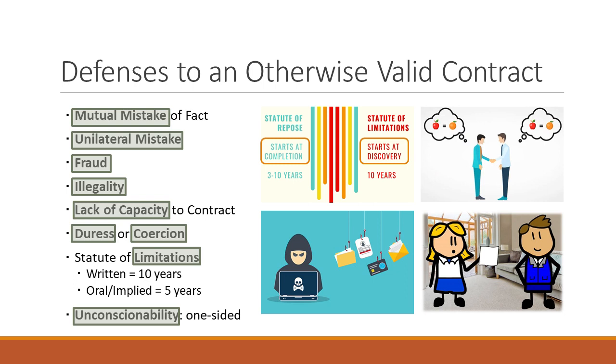So what's a mutual mistake? Mutual mistakes are when both parties come to an agreement, but they both are mistaken as to the facts of the agreement. And as a result, there's no contract. So here's a situation in construction. A homeowner comes to you and says, I bought this new piece of property and I want to build a $1 million house on it.